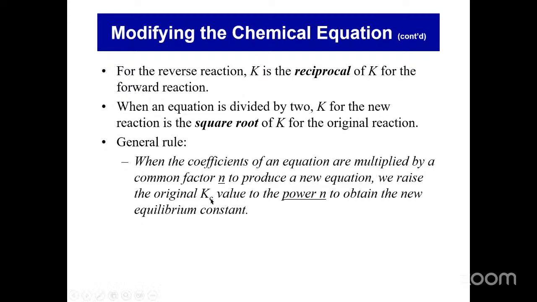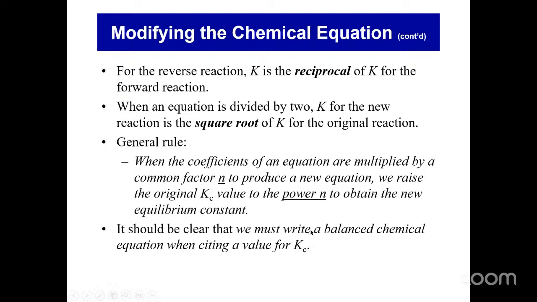Then we raise the Kc value to the power of n to obtain a new equilibrium constant, right? So if you multiply right through by 2, then the new Kc value will be squared. If you multiply right through by 3, the new Kc value will be cubed. If you multiply right through by half, then the new Kc value will be raised to the half, which would be square root, and so on and so forth, all right? And again, very important, you must start off with a balanced equation. If the equation is not balanced, then the Kc expression would be incorrect. And therefore, any subsequent calculations based on that would more than likely be incorrect, all right?